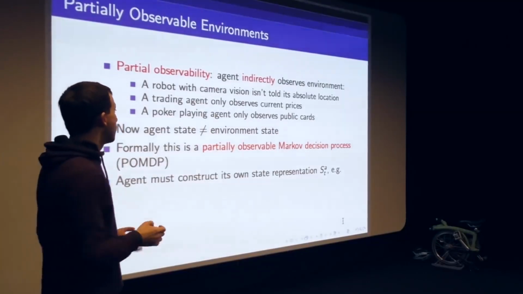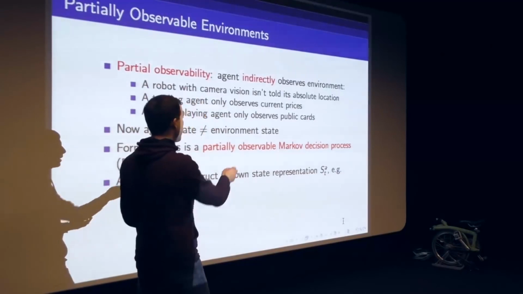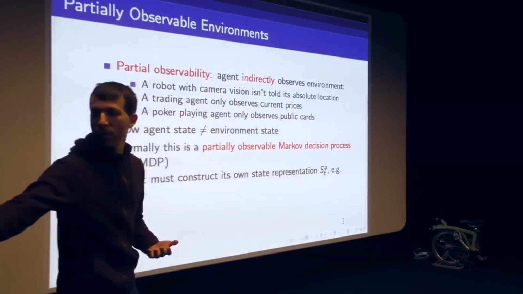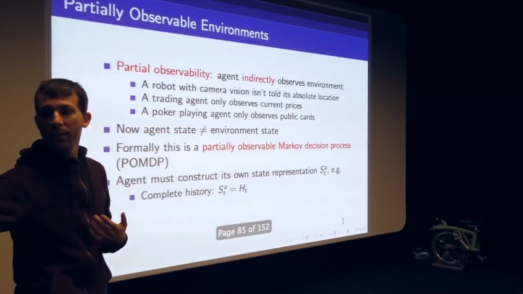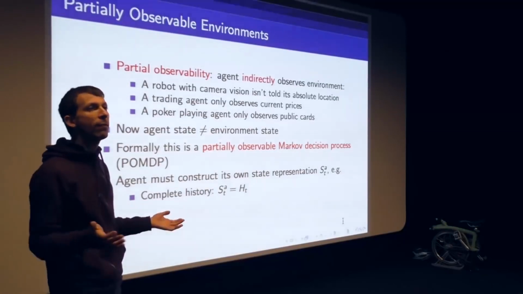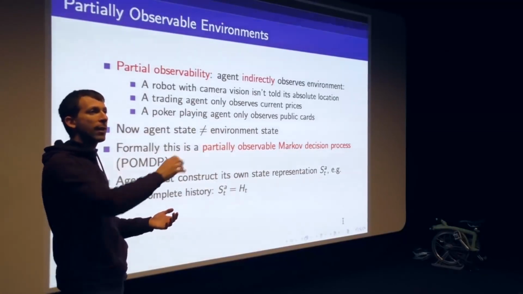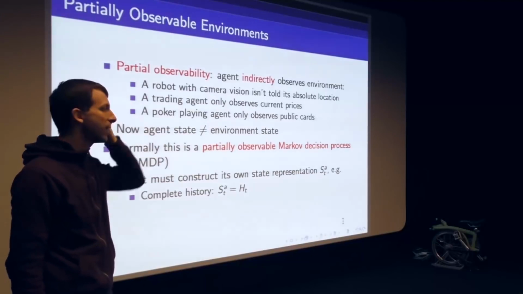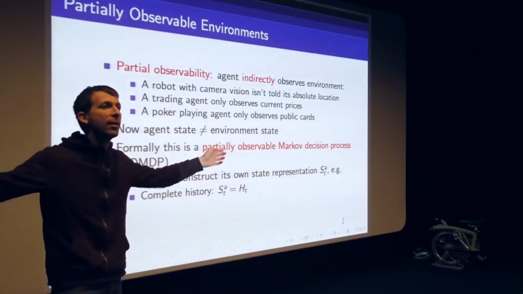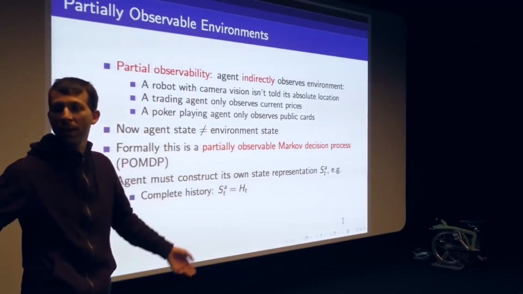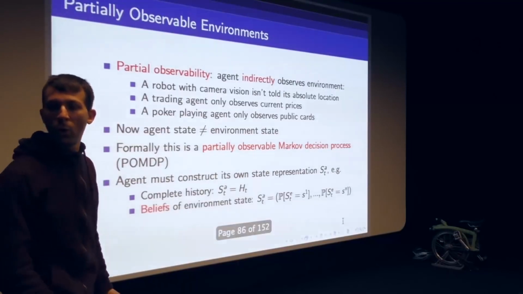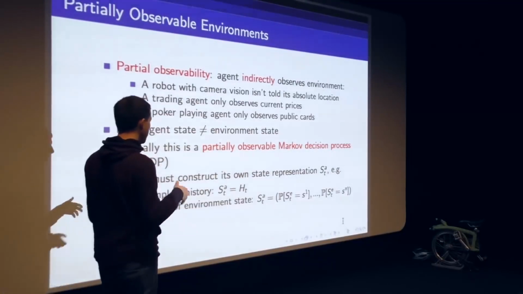And now our job is to build this agent state. We have to build this state. So how do we do that? Well, there's lots of ways we could do it. The naive approach is just remember everything. So remember all of the observations, actions, rewards we've seen so far, and say, hey, that whole sequence is going to be our state. Let's work with it. Or we can build beliefs.